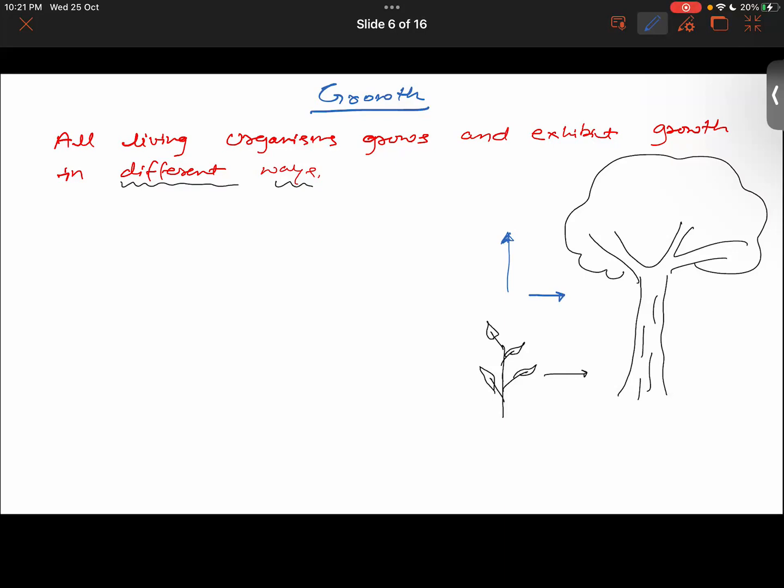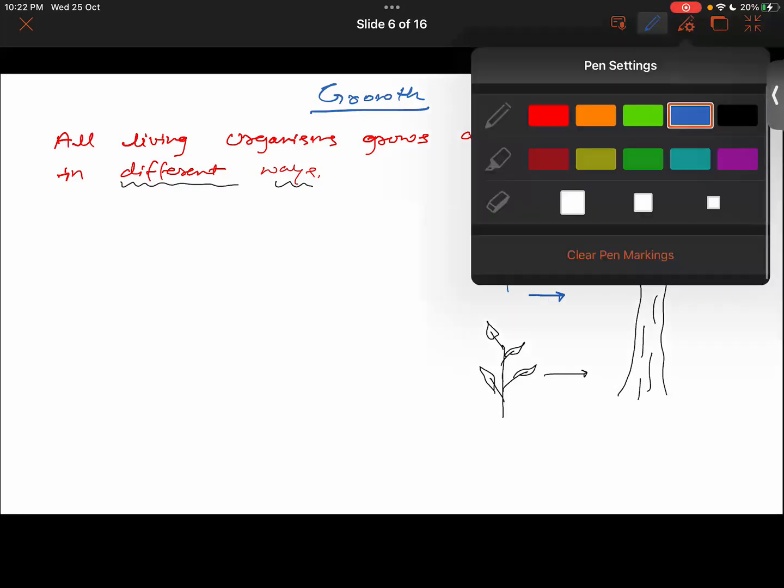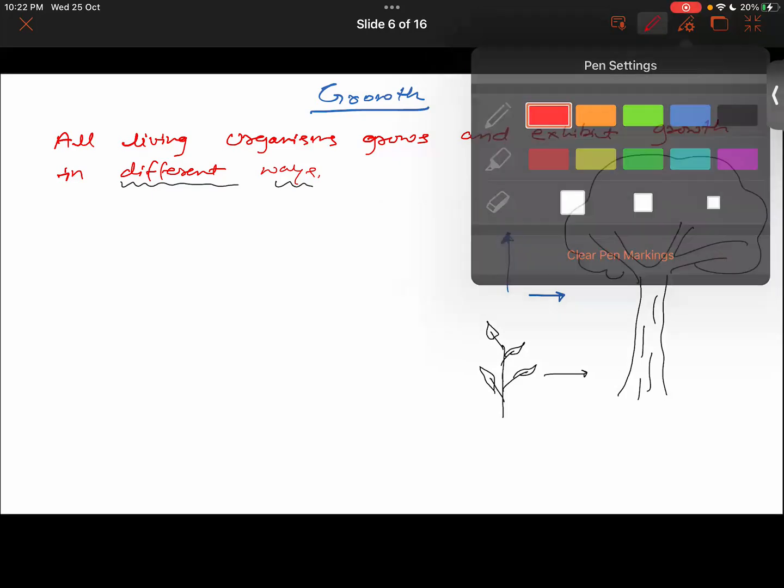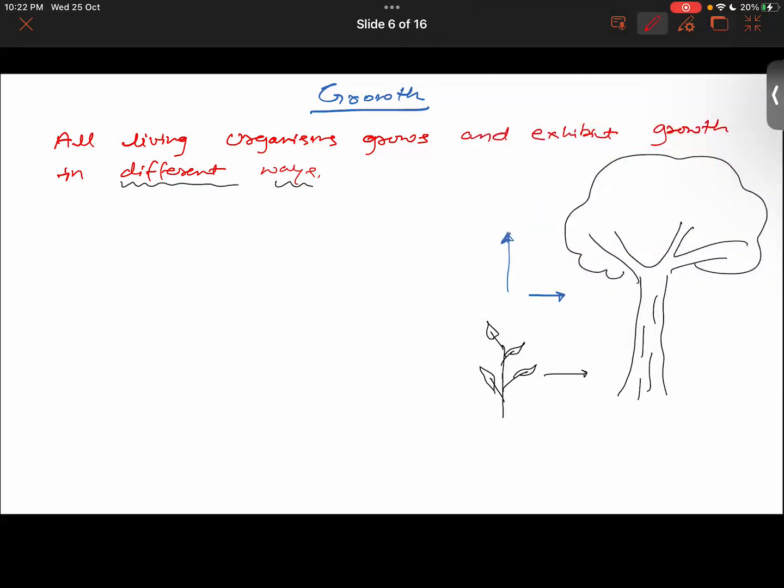Now, similarly, if we take the example of a human baby, right? A human baby will also be growing.